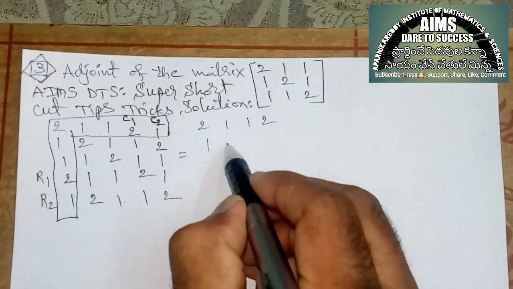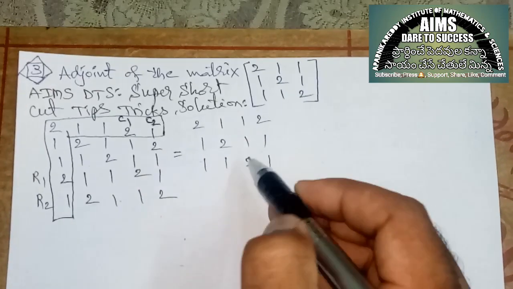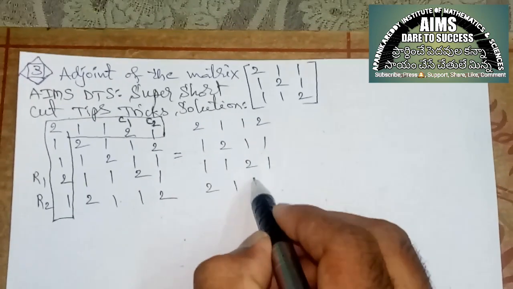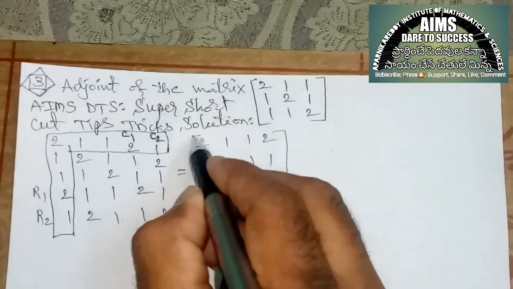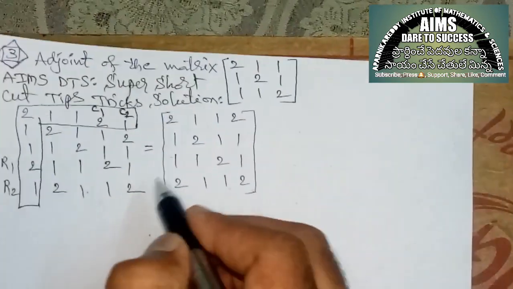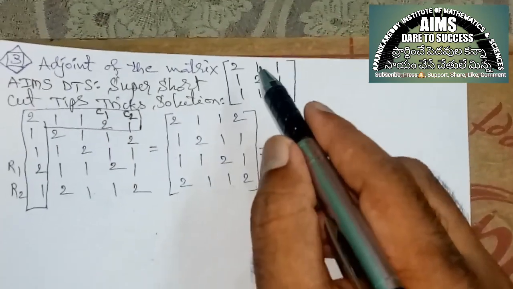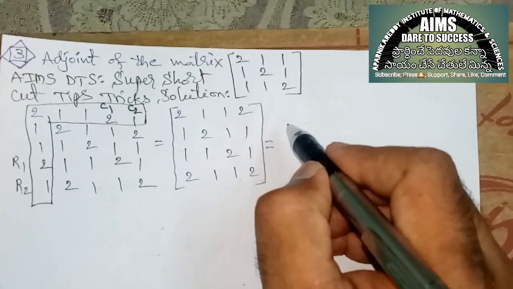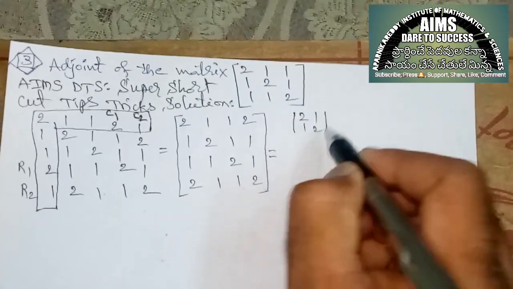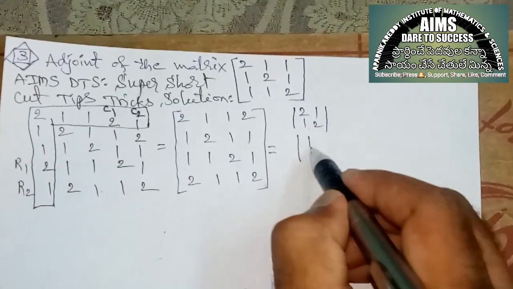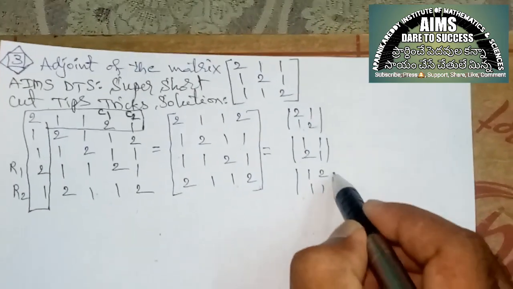After that 1 2 1 1. After that 1 1 2 1. Next 2 1 1 2. We got 4 by 4 order, 4 rows, 4 columns. Next row 1 row 2 assume you can write in column 1, that is 2 1 1 2. Next 1 1 2 1. Next 1 2 1 1.